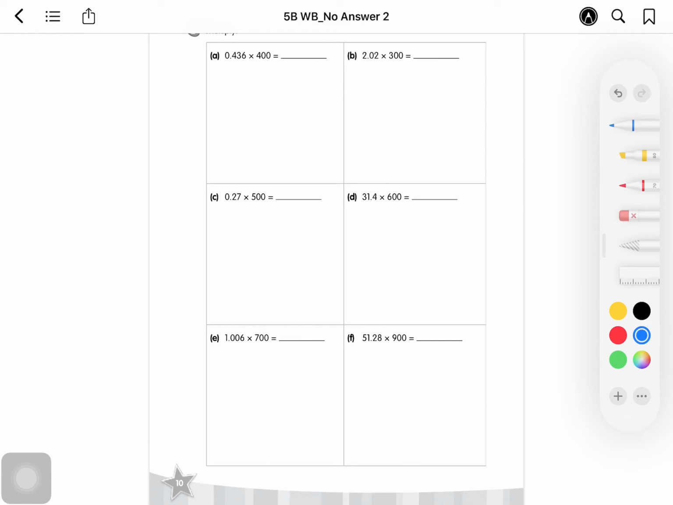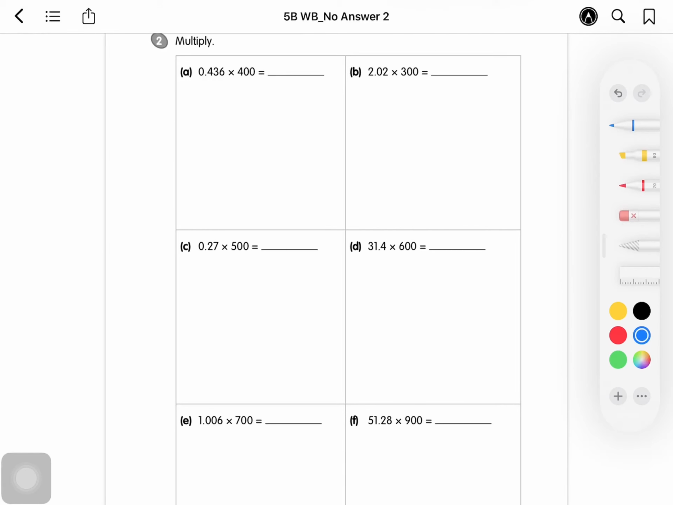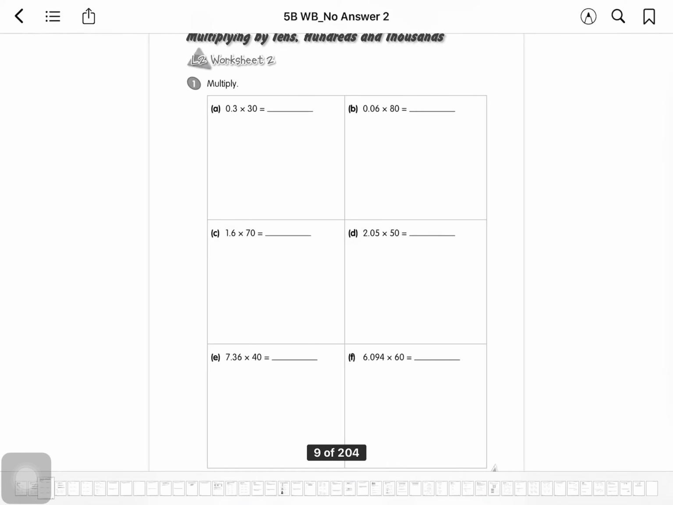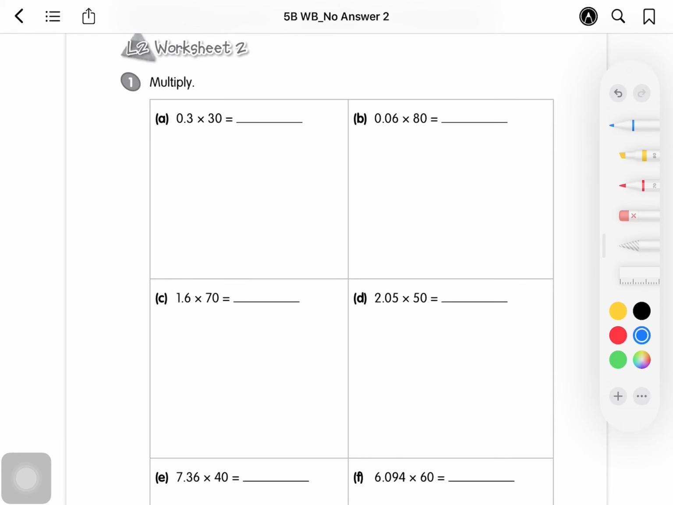Okay, so let's look at this. Let me give you an example for every page on how to present your answer. For the first page, multiplying by tens, what am I going to do? I'm going to do my working in the blank space below. So 0.3 multiplied by 30. Don't be lazy, rewrite the question again.